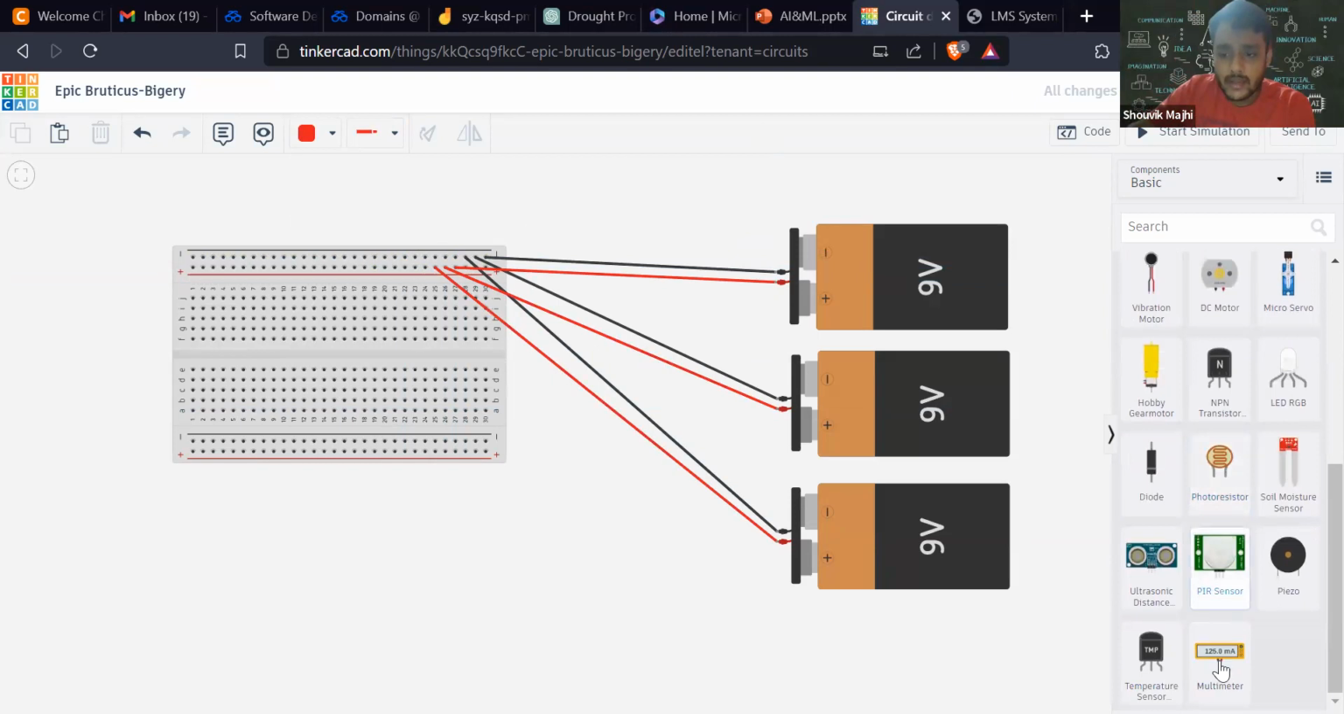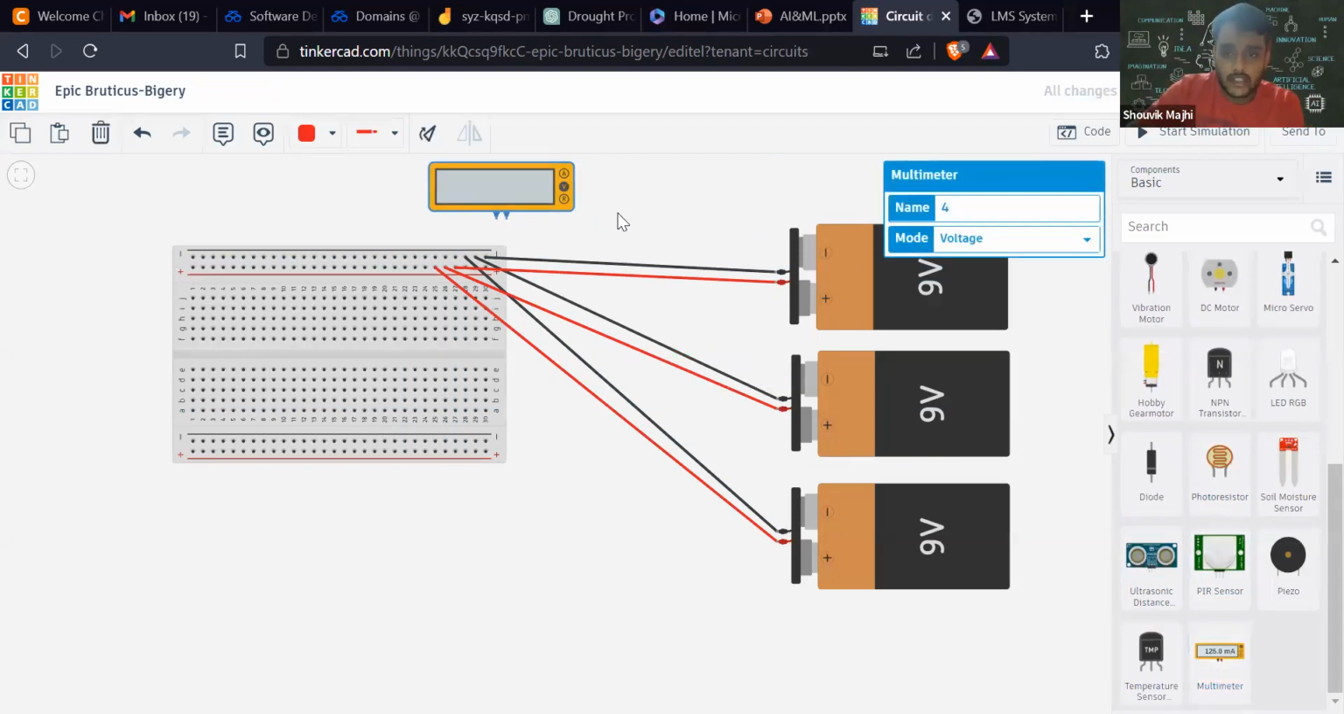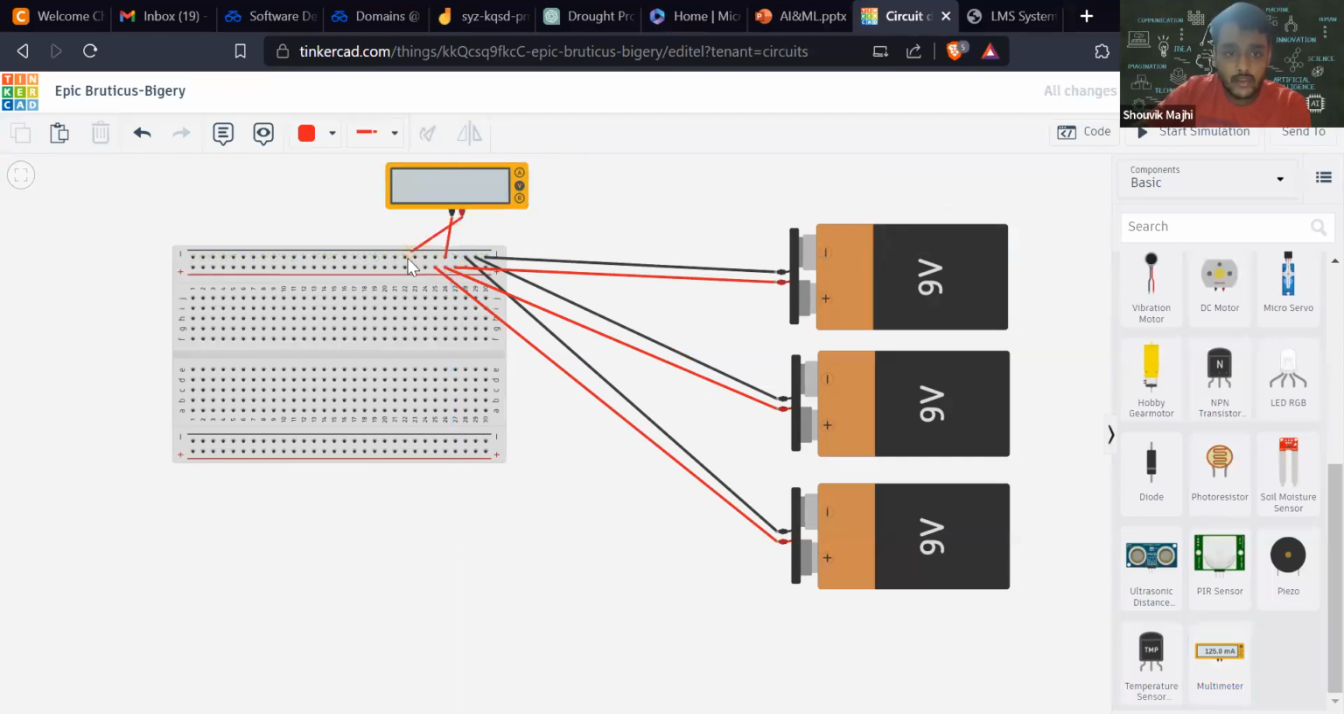So let us take the multimeter again and check what our equivalent voltage will be. If I again connect the negative side to the negative and the positive side to the positive like this, and check, I'll get an equivalent voltage of 9 volt. This is because when power sources are connected in parallel, we get an equivalent voltage of the higher potential only. Here the voltages are the same, so I'm getting a voltage of 9 volt only. This happens when we connect power sources in parallel.